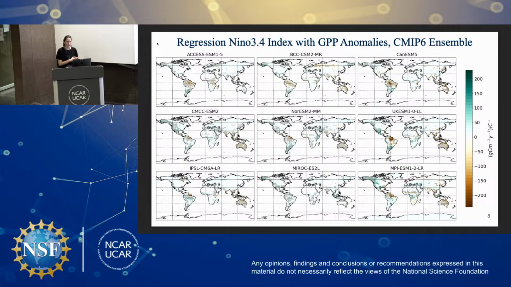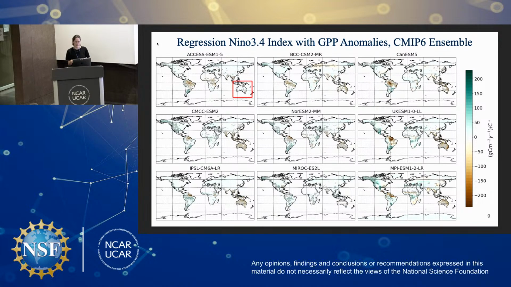So expanding that out to the rest of my ensemble, we can see, again, pretty similar patterns here. All of the models demonstrate this suppression of GPP in the Amazon basin region associated with El Nino, though there are some differences in the strength of that suppression and also the spatial extent of it. But we also start to see some disagreement in the models, areas where they're not quite reproducing the same teleconnections.